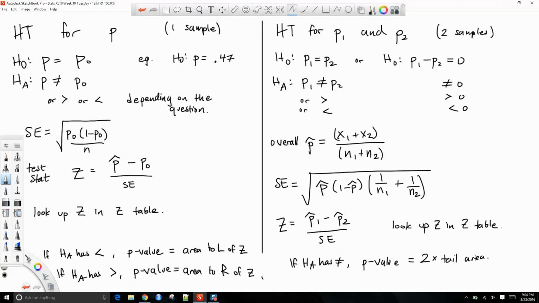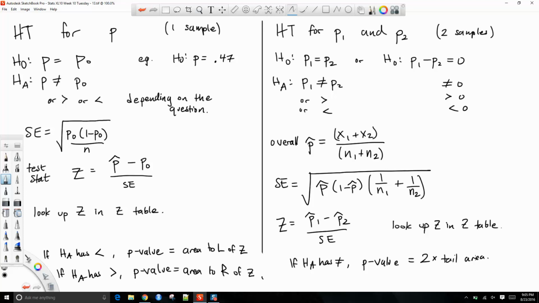Sometimes students ask, how do I remember what's the tail area? Basically, just take your tail area, whatever you find in the z-table, and multiply it by 2. If you get an answer that's bigger than 1, you did it wrong. So if you're getting an answer bigger than 1, then you have to subtract that from 1 first to get your tail area, and then multiply it by 2. Because the p-value is a probability, you should never have a probability bigger than 1.